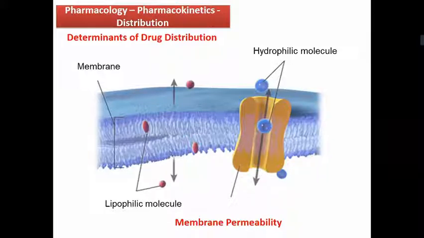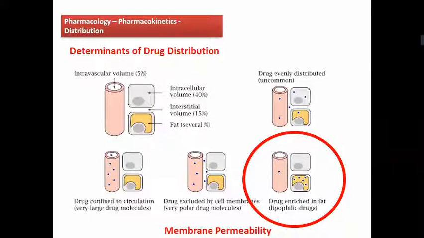So I keep on flashing this slide. So one determinant is membrane permeability. So if it is easy for the drug to enter into the cell, the drug is more distributed. So like for example, if it is lipid soluble, and our bilayer membrane is also lipid in nature, there would be easy access of this drug to enter into the cell. Okay, so this is just an example of how a lipophilic drug interacts in the cell.